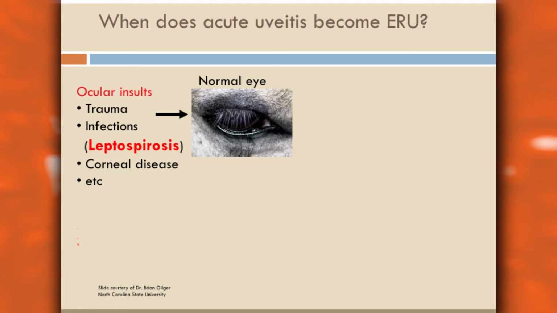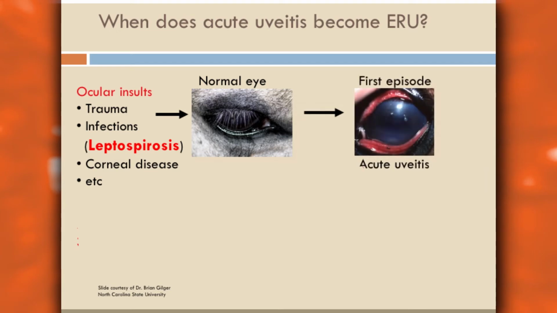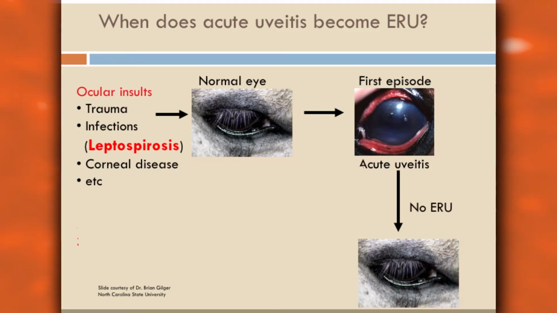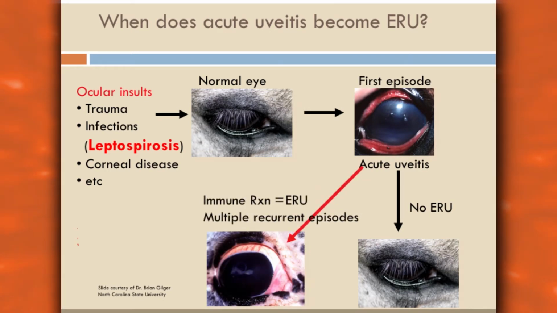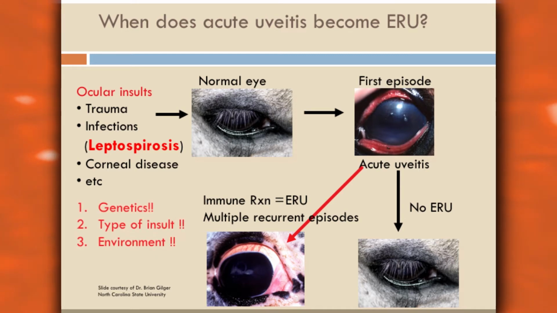You take an insult on a normal eye and you get your first episode. Maybe that's all you get, especially if it's something like a minor corneal ulcer that heals in a few weeks and never have another problem. But sometimes it crosses over to this horrible cascade where you get multiple recurrent episodes, or you get some kind of a slow, simmering, insidious problem where the eye just degenerates over time like it does in so many Appaloosas. The things that influence this: genetics, big role, the type of insult, and the environment.